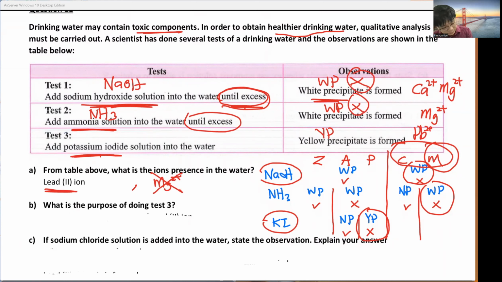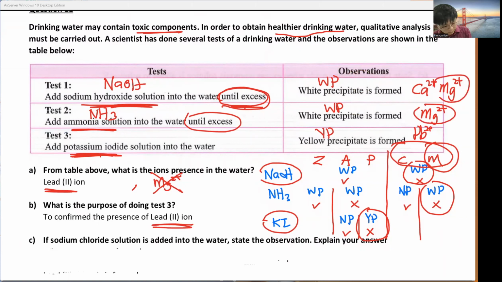Okay, so you want the answer for the next one? To confirm the presence of lead-2, at least we know lead-2 is coming out. Lead-2 is inside the water. So for these two, they didn't tell you soluble or insoluble. This magnesium is commonly in the water. Magnesium and calcium, these two are in seawater. So it's not to say harmful.